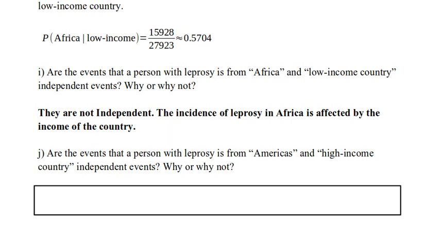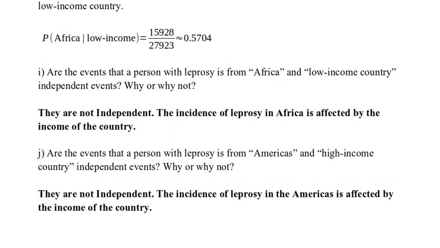Similarly, in question number J, we're asked, are the events that a person with leprosy is from the Americas and a high-income country independent events? And similarly, we can see that there are, again, a lot of variety within the Americas, and as a result, these are not independent. So the incidence of leprosy in the Americas, just like in Africa, is affected by the income of the country.